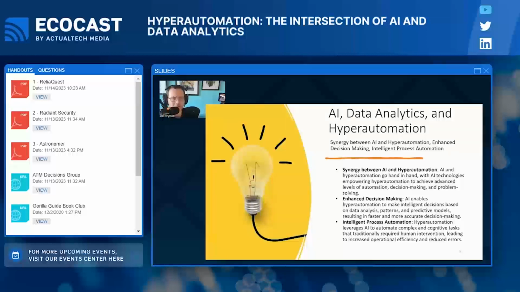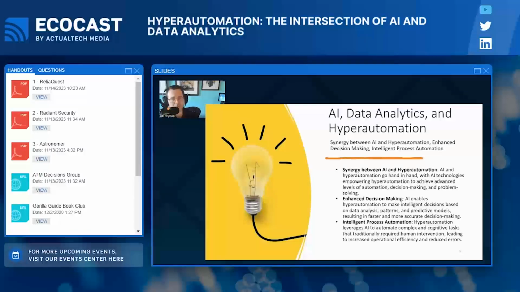So AI and hyperautomation really do play hand in hand. I can't stress this enough. We use this data, we use AI to impact how we make better decisions. So they go hand in hand because they empower hyperautomation to achieve advanced level automation, decision making, and problem solving. And I promise I want to expand on that in just a little bit because it is an important concept.